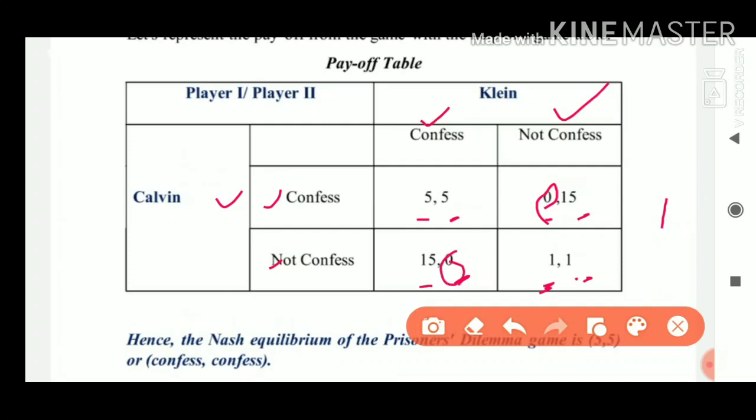So which one is a better payoff for Klein here? 0. So 5-5 would be the best response for both the players, and this would be the Nash equilibrium. Hence, confess would be the best response strategy for both the players, and this would be the Nash equilibrium.